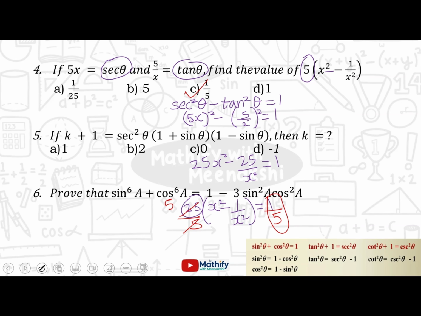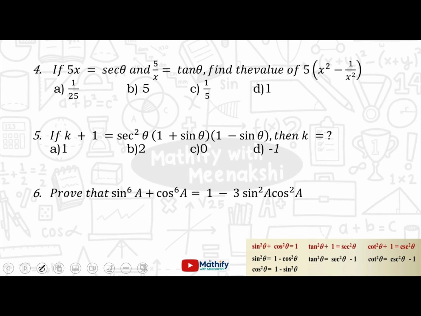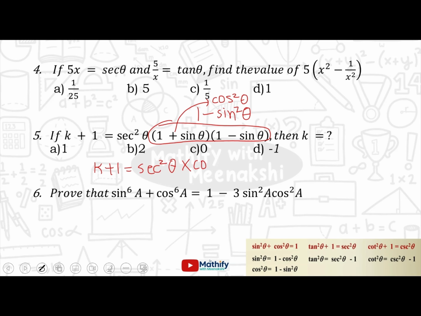Now let's move to question number 5. It's given k plus 1 is equal to secant square theta into 1 plus sine theta into 1 minus sine theta. A plus b, a minus b, what is that? A square minus b square. 1 square is 1, so I'm writing directly. Now what is 1 minus sine square theta? We can directly write cos square theta. So we can replace this directly by cos square theta. So let's write this now: k plus 1 is equal to secant square theta into cos square theta.